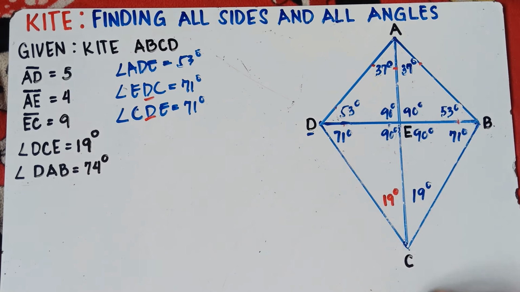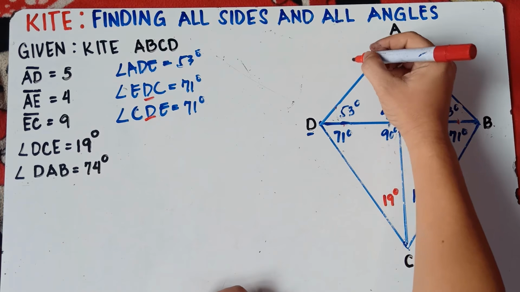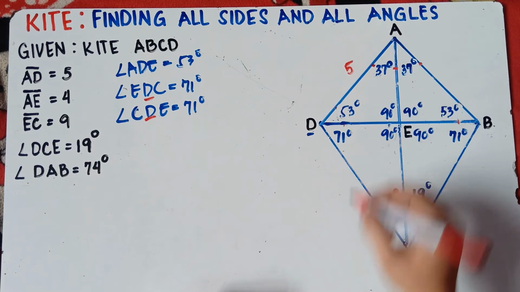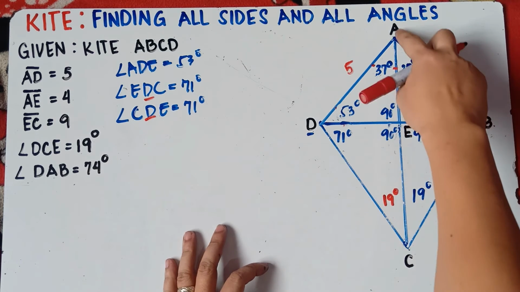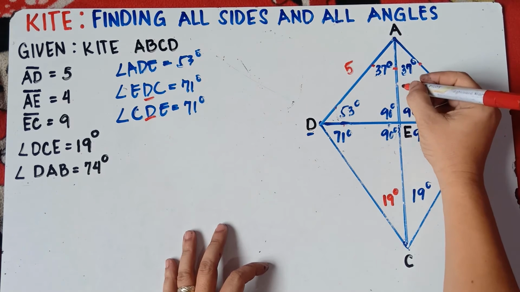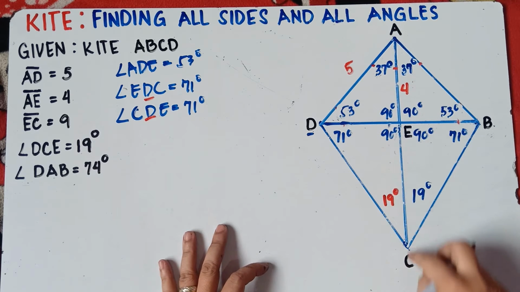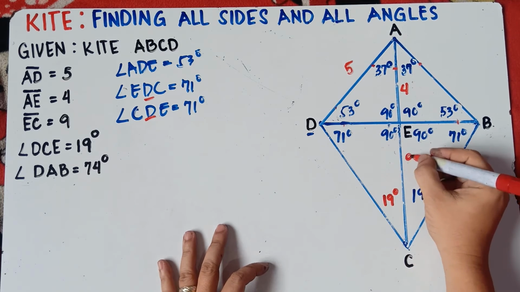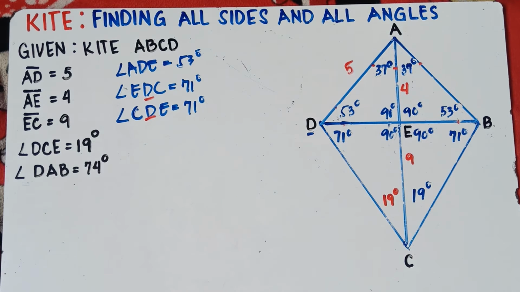Alright, so we're done with the angles. Now let's proceed in finding all sides. So we have given side AD, that is 5. So this one right here is 5. So let me label this up. This is 5. And AE is 4. So this one is 4. And we have EC, that is 9. And we're told to find all sides.